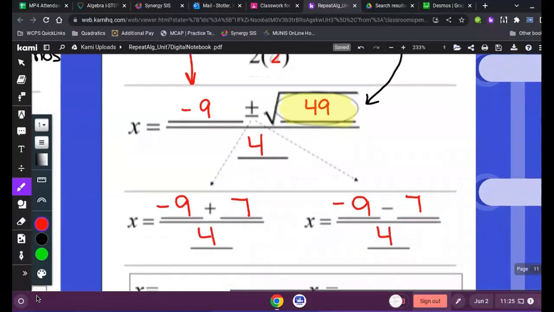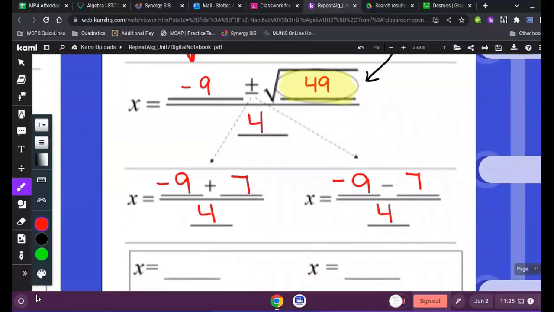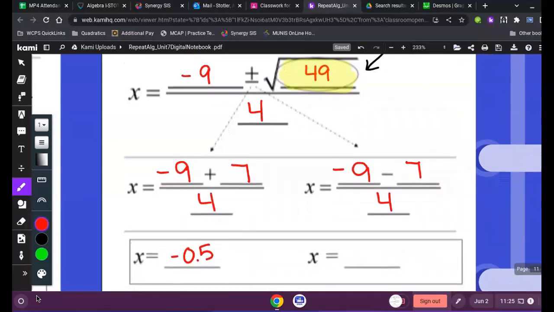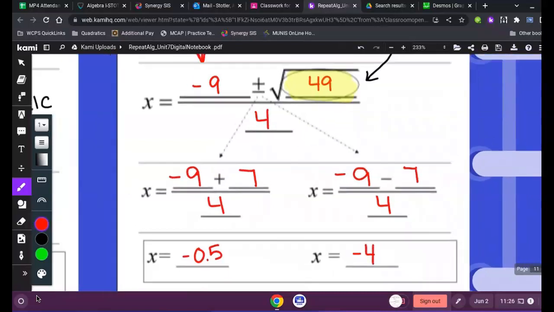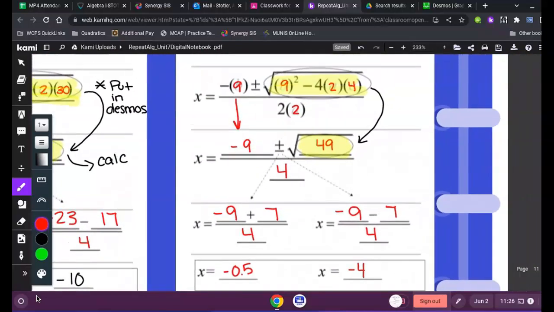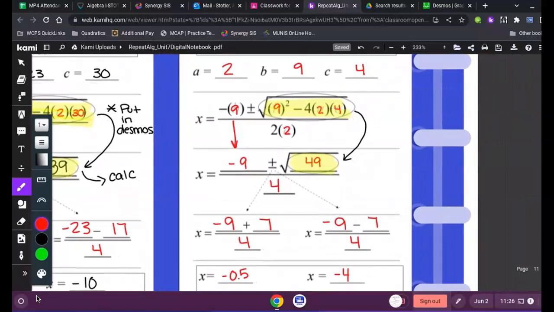Some of these you can do in your head. Negative 9 plus 7 is negative 2. Negative 2 divided by 4 is negative 1/2. Negative 9 minus 7 is negative 16. Negative 16 divided by 4 is negative 4. So your 2 solutions for number 2 are negative 0.5 and negative 4.